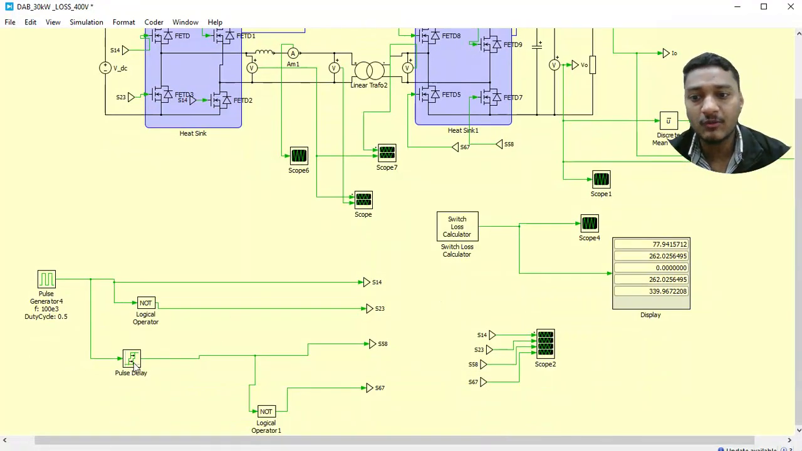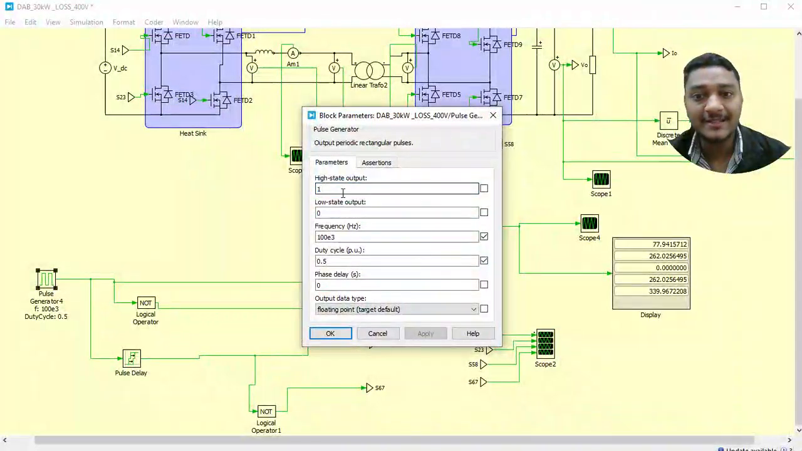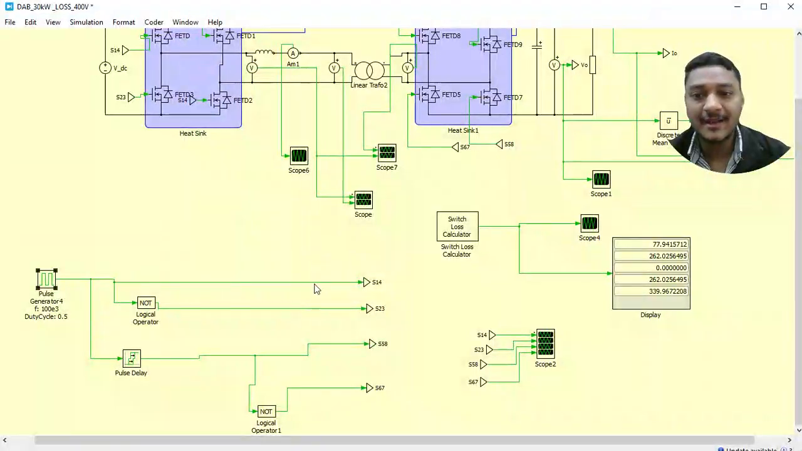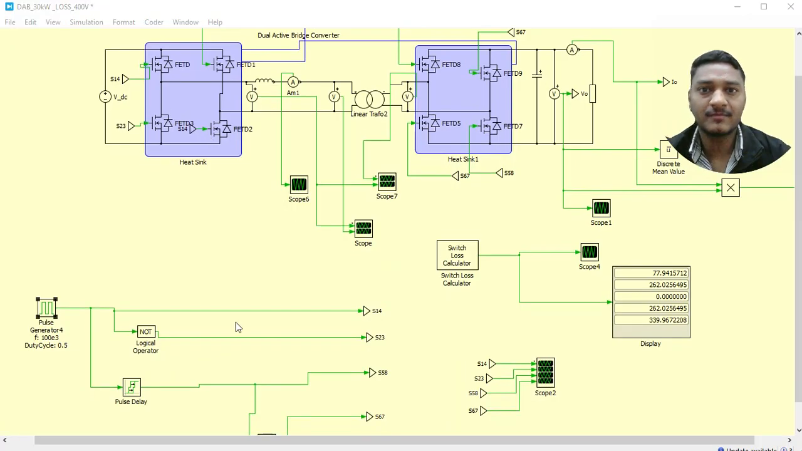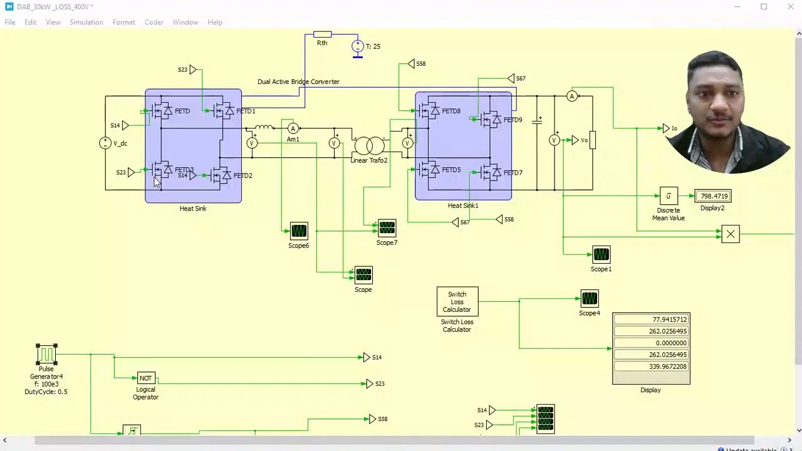So for that we will use the pulse delay block. Here I am generating the pulse, so it is a high state and a low state. Again it is a pulse generator, just like in MATLAB, we will take one pulse generator block. Then high side, low side, switching frequency 100 kilohertz, and the duty cycle we apply is 50%. These pulses I am going to apply to S14. So what is my S14? This is S14 and this is S14, right? And its NOT gate is given to the S23. So this is S23 as well as this is S23, right?